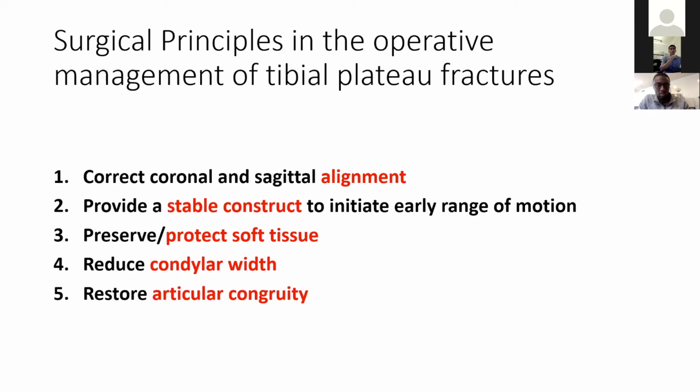If you do these two things perfectly, you will have ticked off alignment and stable construct inherently, but I wouldn't agonize over getting these perfect. You need to focus more on getting the alignment and getting a stable construct built. And definitely don't compromise soft tissue just to get a little bit better articular reduction.